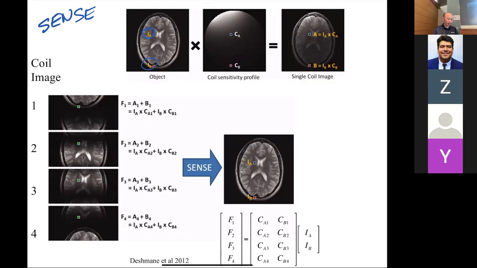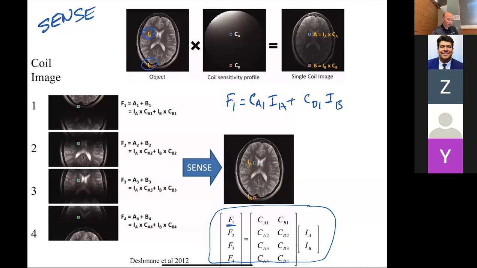And so you can sort of see here, this is the linear equation that really matters. So every sample, every image I take, let's say F1, let's write it down, F1 is going to be equal to CA1 I_A plus CB1 I_B. Okay. So the aliasing is saying in my first image, those two things lie on top of each other. But they're weighted by the coil sensitivities. And the next image, they're also weighted on top of each other, but they're weighted by different coil sensitivities. And so these are just a set of linear equations that I can solve.